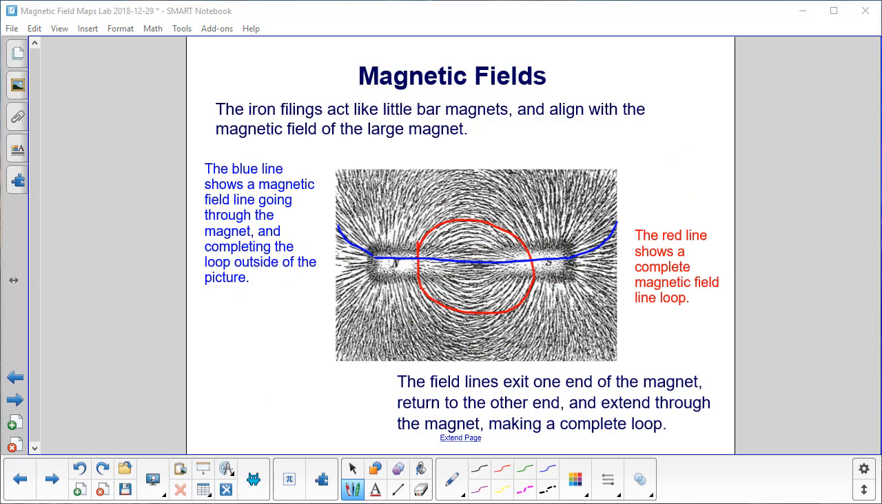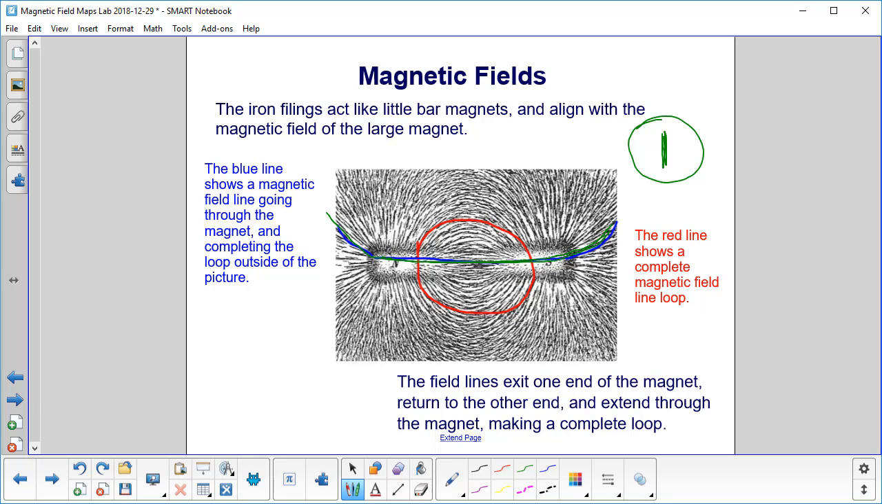The iron filings act like little bar magnets and align with the magnetic field of the large magnet. Just as if you had a little pan of water here and you put a magnetic material here, it would point to north. Same that people used to use for navigation. And now, instead of worrying about the Earth's magnetic field, we have the magnetic field due to this bar magnet. This blue line shows a magnetic field line going through the magnet and completing the loop outside the picture. And actually it would be going this way.